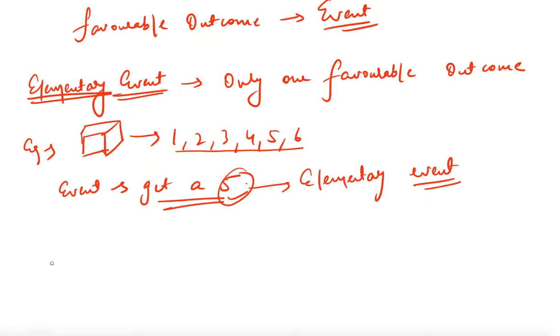Similarly, say I have a coin. When I toss it, I can either get a head or a tail. Now my event is to get a tail.